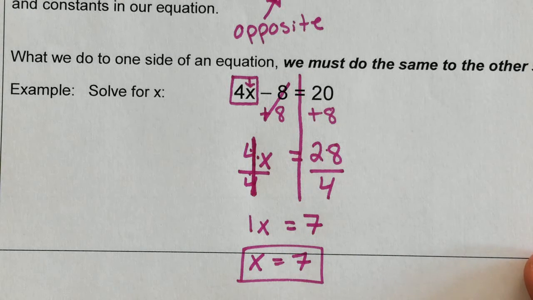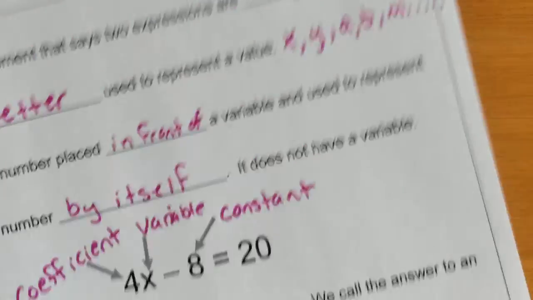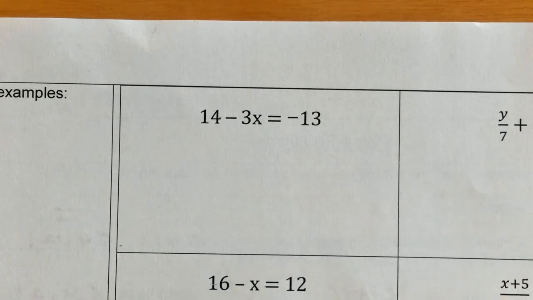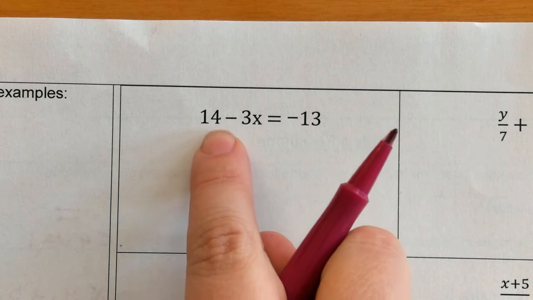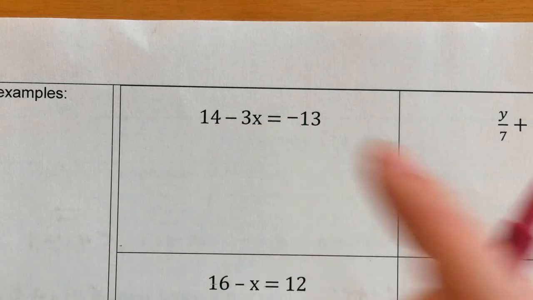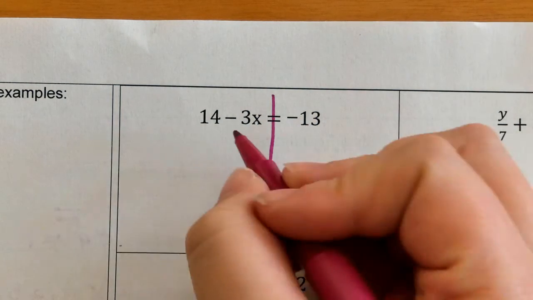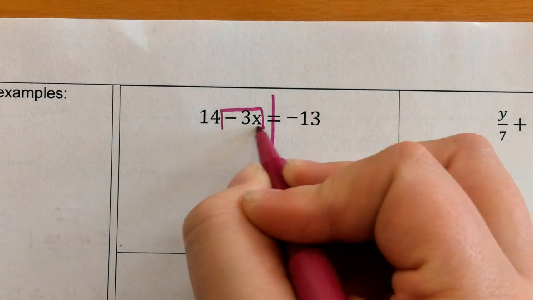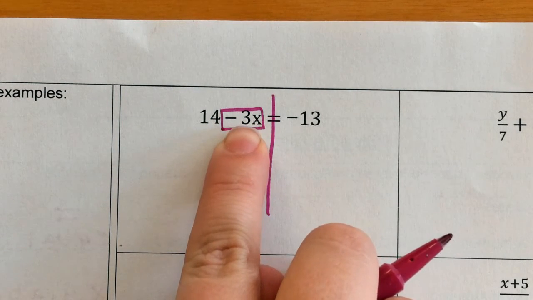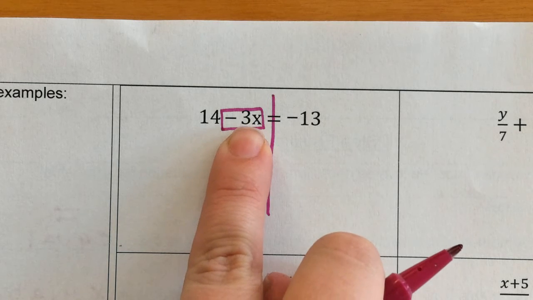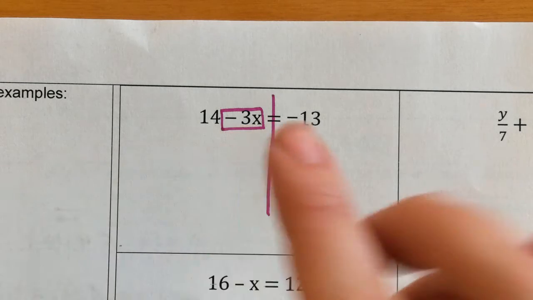So what I'm going to do now is walk you through the examples on the back. So here we have our first one, 14 minus 3x equals negative 13. Again, I'm going to draw that line down the middle. I'm going to put this negative 3x in a box. It's really important that we include the minus or the negative sign in front as well as the 3x.